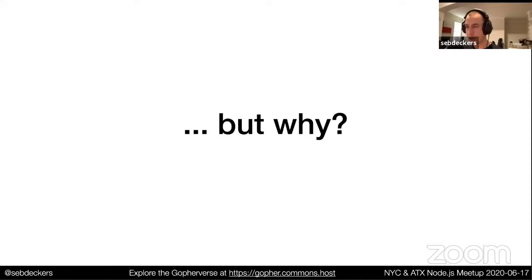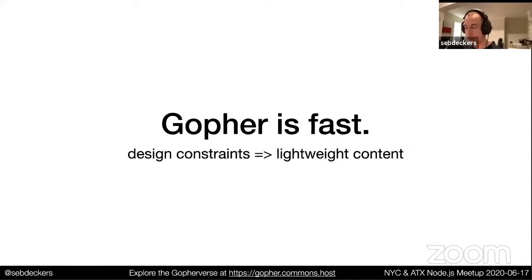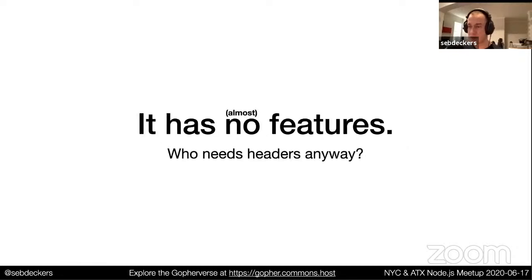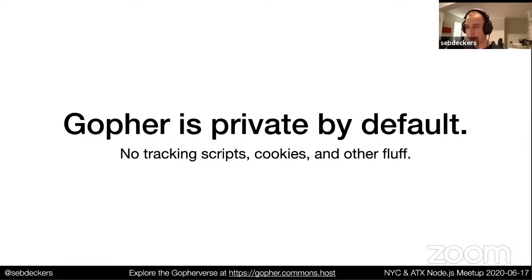Why would you do this? Because it's really fast. So if you want to provide information in low bandwidth environments, Gopher is ideal for that because it doesn't do much. It has almost no features because headers and stuff don't exist in Gopher. Why would you want them?